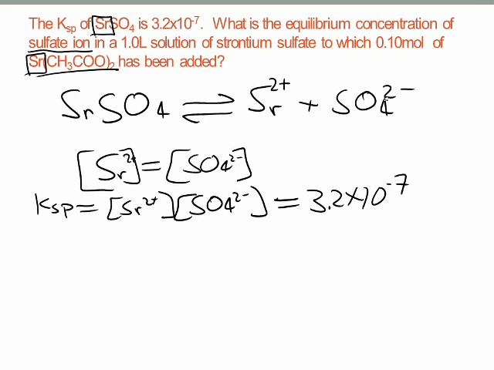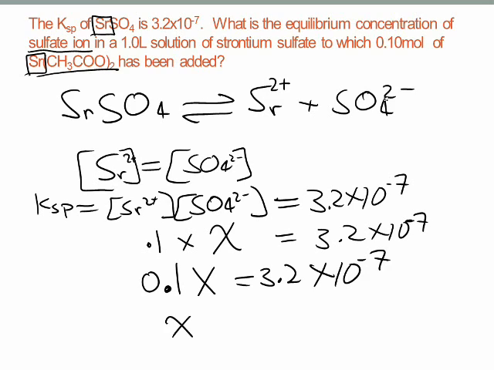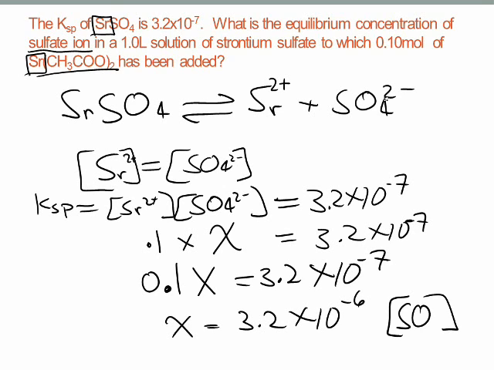We're going to say that sulfate, SO4, is x. Now strontium was also x, but we added 0.1 mole to it, so x plus 0.1 mole. But we don't want some crazy quadratic here, so this x is going to be incredibly small, so we can get rid of it. We're going to make the assumption that it's incredibly small. So we will have 0.1 x equals 3.2 times 10 to the minus 7. We solve for x, and we get 3.2 times 10 to the minus 6. This is the concentration of the sulfate ion at equilibrium if we add 0.1 mole of strontium acetate to it.